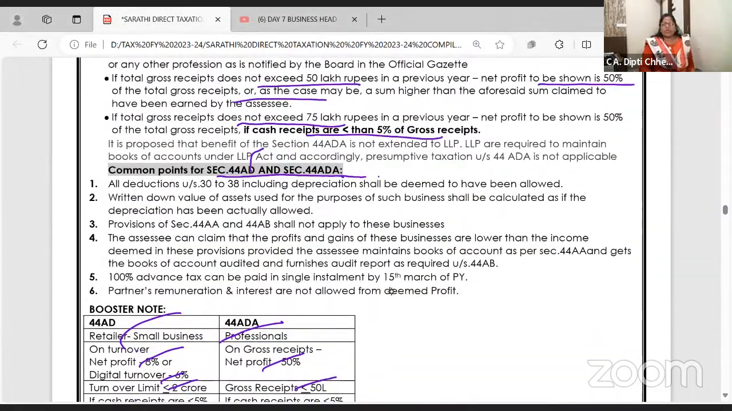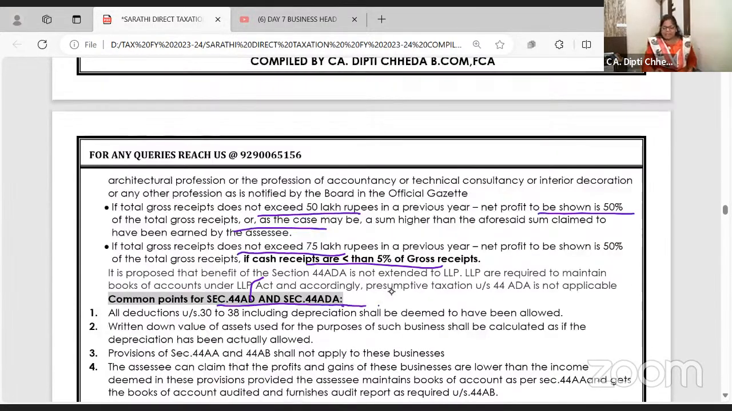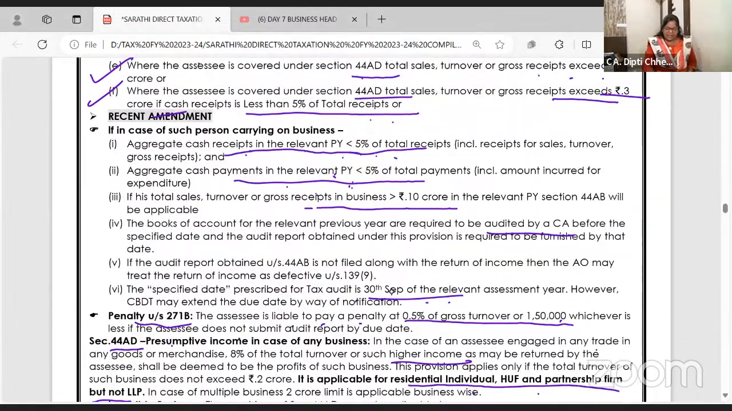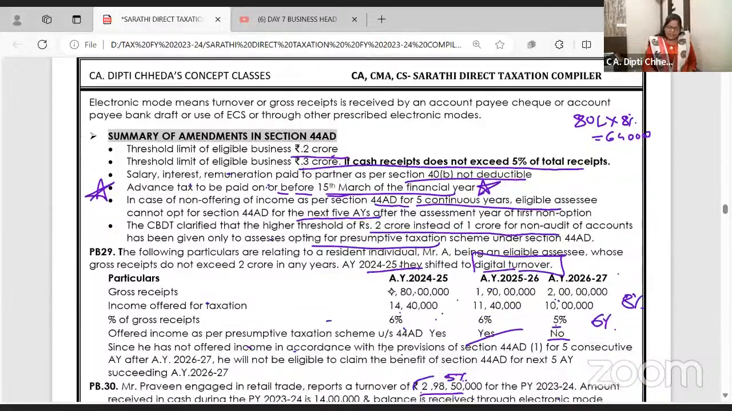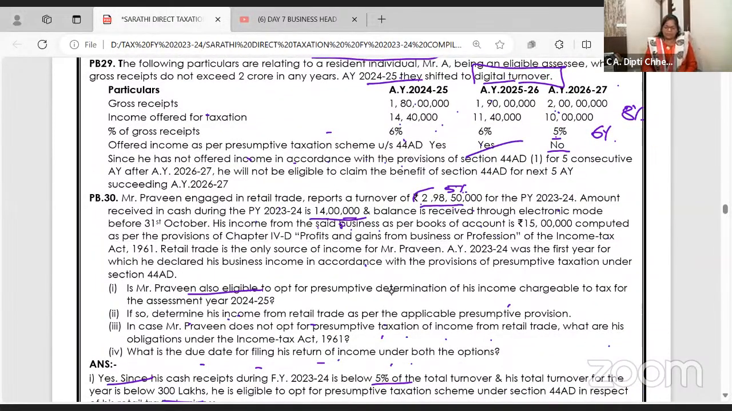Okay. So now did you understand 44AB? अब अगर पीछे जाके 44AB पढ़ेंगे तो what does it say? If your turnover exceeds 2 crore, 44AD is not applicable, then audit कराओ. If your turnover exceeds 3 crore and 5% से ज्यादा cash receipts हैं, तो फिर books maintain करो और audit करवाओ. Clear? Right. Last one in this series and then we can do the problems.